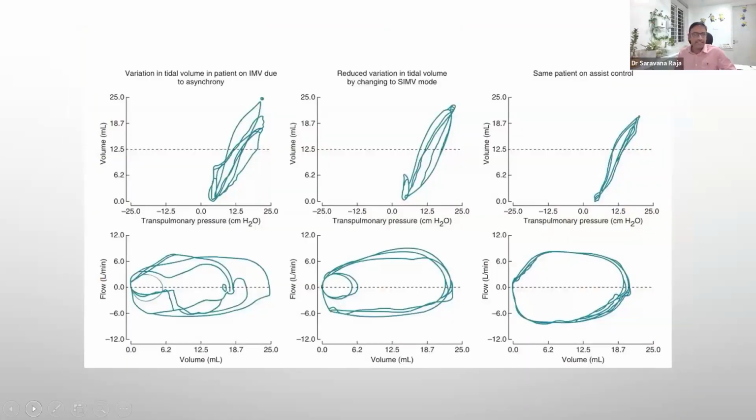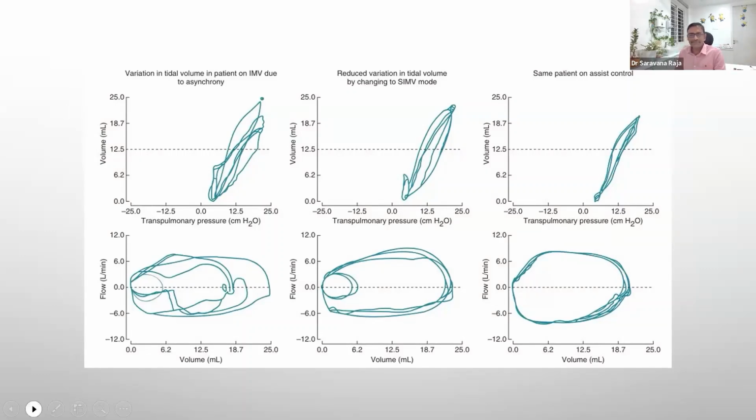You can see from this graph the same baby with the three modes of ventilation. First one is IMV, second is SIMV, third one is assist control. You can see from the first graph there are large fluctuations in the loop. In the second, SIMV mode, you can see there are consistent loops, but there is a large difference between the baby's spontaneous effort as well as the ventilator's inflation. The third one, you can see consistent loops, which are superimposed.